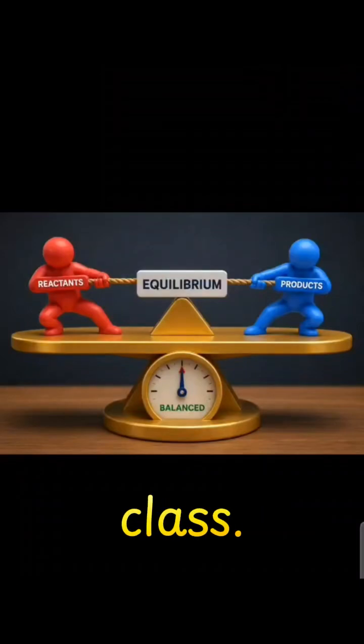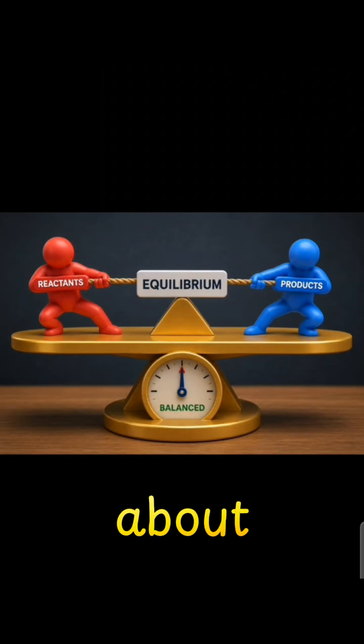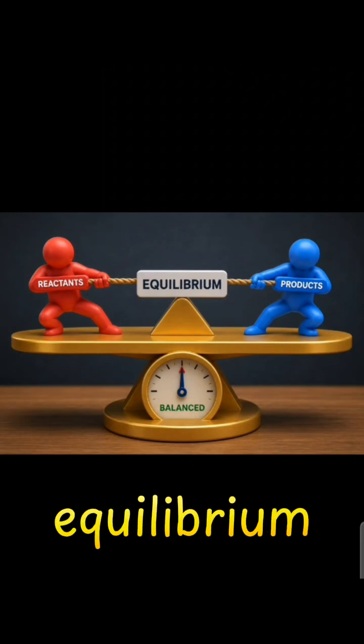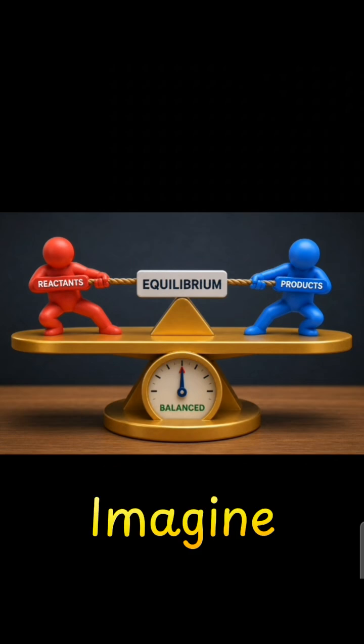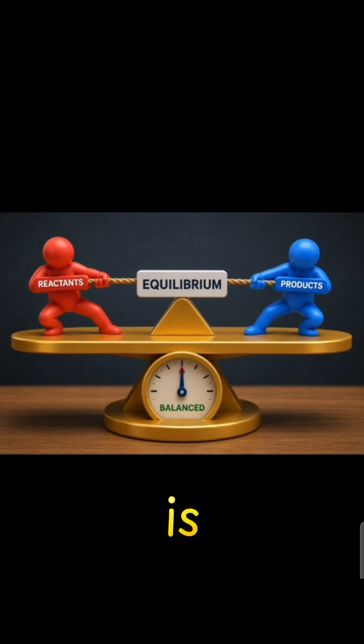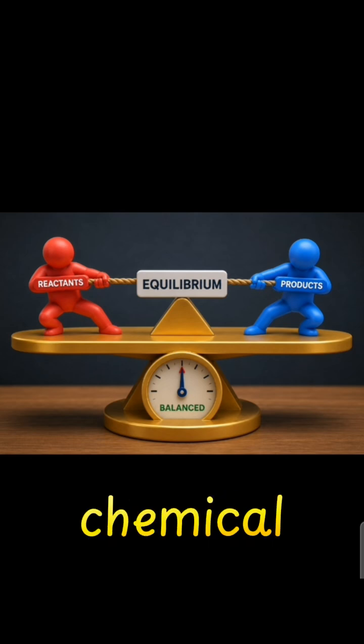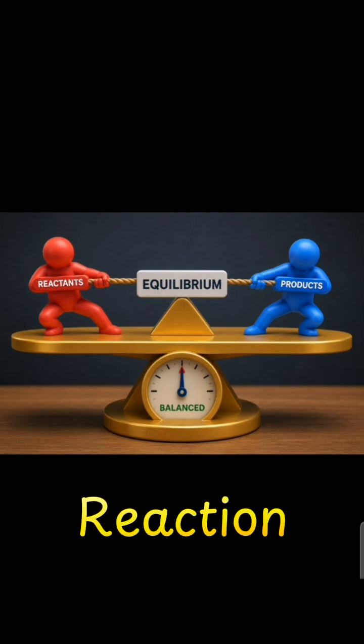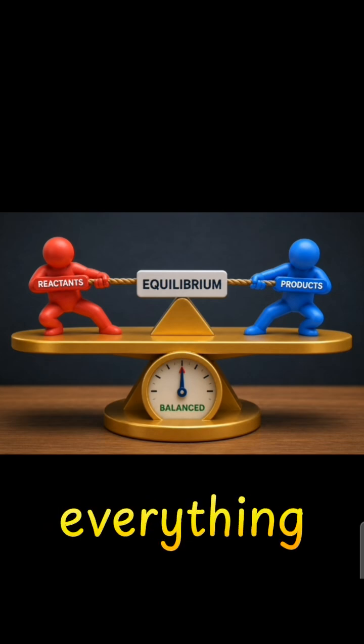Welcome to Latchem class. Today we'll be talking about chemical equilibrium constants. Imagine two football teams pulling a rope with equal strength. The rope is not moving, yet both teams are pulling hard. That is exactly what happens in chemical equilibrium. Reaction continues, but everything appears balanced.